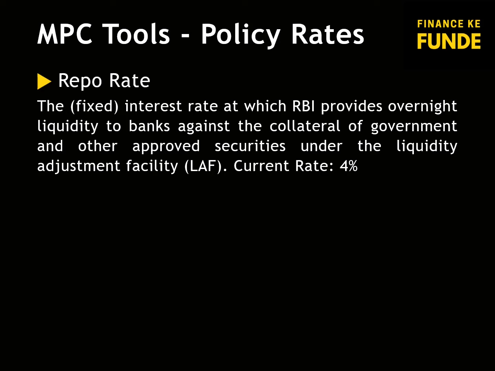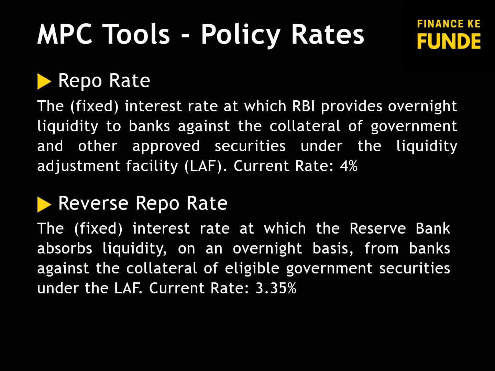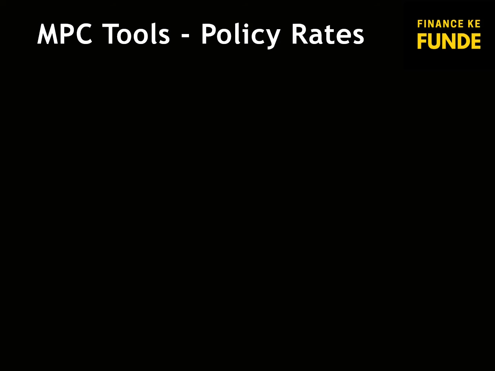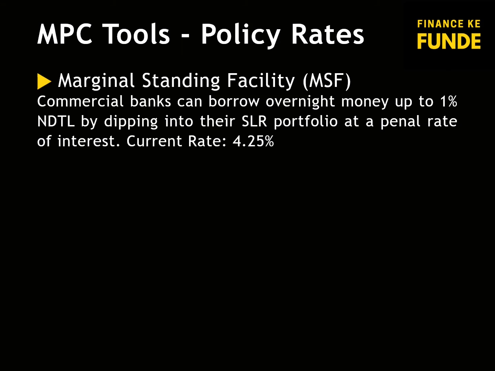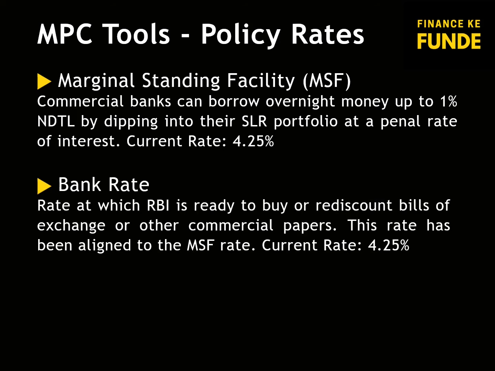Similarly, when banks have excess liquidity, RBI absorbs this excess liquidity at the reverse repo rate. The prevalent rate is 3.35%. When there is no liquidity in the interbank market, commercial banks may turn to marginal standing facility. Banks borrow from RBI by dipping into their SLR portfolio at a higher rate than repo rate. At present, this rate is 4.25%, which is 25 bips higher than the repo. Banks may also get the bills or commercial paper discounted with RBI at the bank rate. This rate is now aligned to MSF and stands at 4.25%.